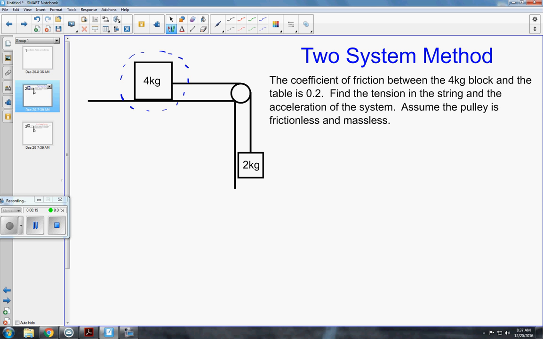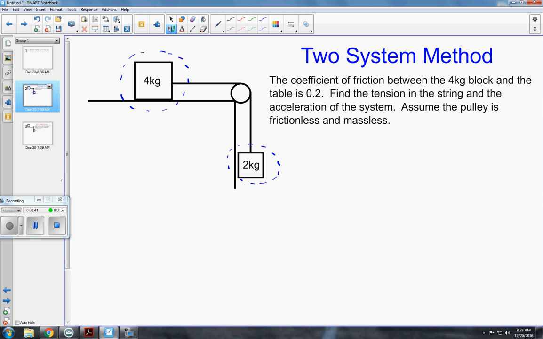This is a modified Atwood machine, so the 4 kilogram block is sitting on the table and there is friction between the table and the block. The 2 kilogram block is hanging freely on the string. We're assuming that the pulley is massless and frictionless, so we need to find the tension in the string and the acceleration of the system. So I'm going to draw my two force diagrams.